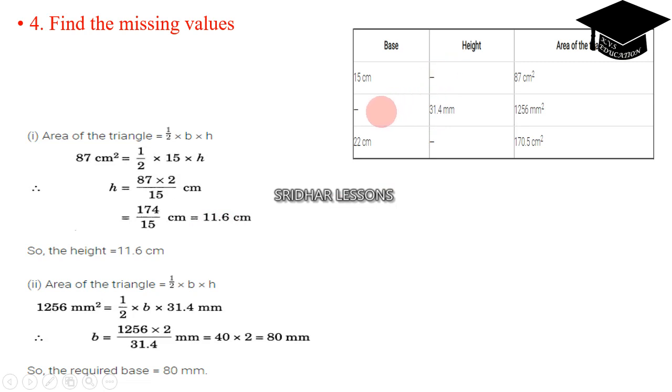And for question 2, the area of the triangle was given as 1256 millimeters square and the height value is 31.4 millimeters. So we have to find the value of B as 1256 into 2 by 31.4, which equals 80 millimeters. Upon simplification, we have got the value 80 millimeters.